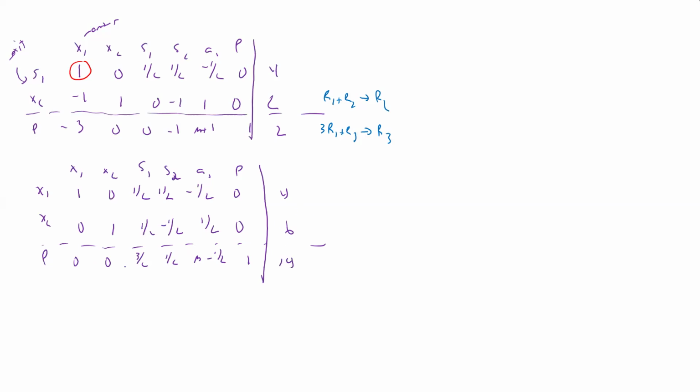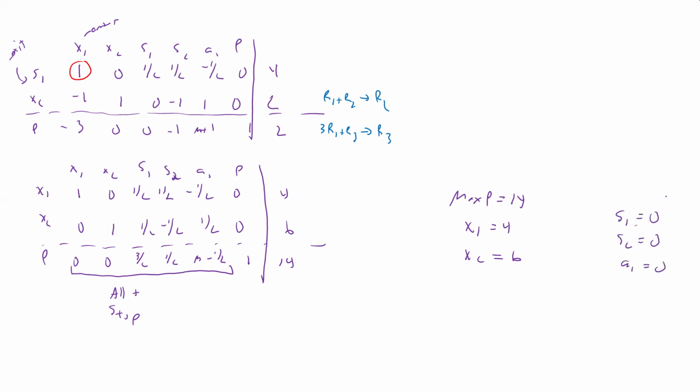All right. So now notice our indicators are all positive. So we're going to stop because remember that m, a million, minus a half is still going to be a positive number. Those are all positives or zeros. So we can stop. And so what does this tell us? Well, it says that the max P is going to be 14 when x1 is equal to 4, x2 equals 6, and that means s1 equals 0, s2 equals 0, and a1 equals 0.